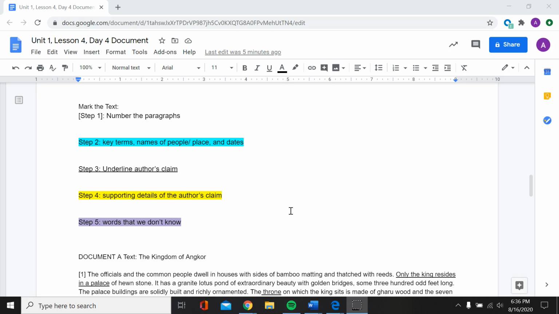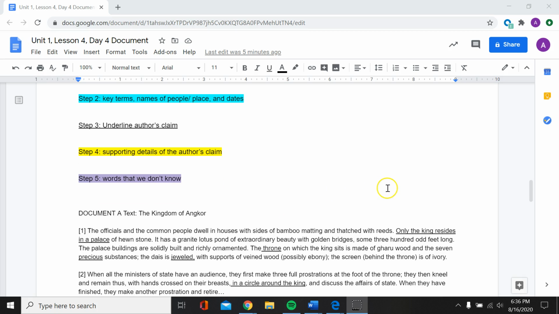So, I'm going to go ahead and mark the text for only paragraph 1 right now. And let's go ahead and get going on that, okay? So first I have to read it through, as you guys remember, hopefully. So, for document A, the text is the Kingdom of Angkor. Again, our paragraph 1 says, the officials and the common people dwell in houses with sized bamboo matting and thatched with reeds. Only the king resides in a palace of hewn stone.